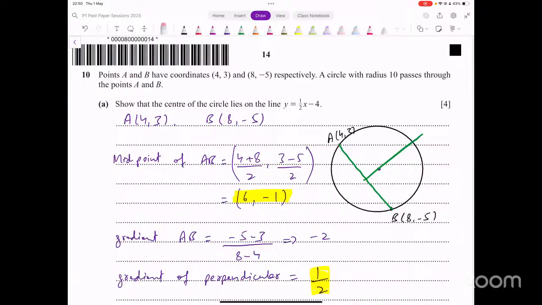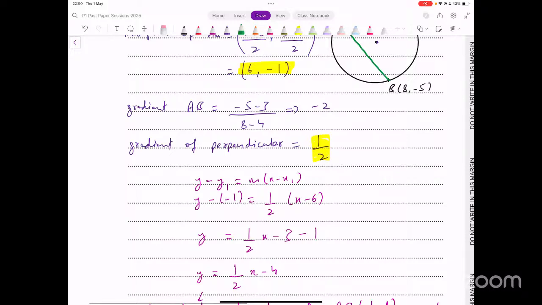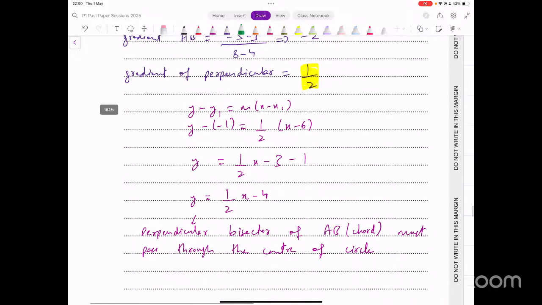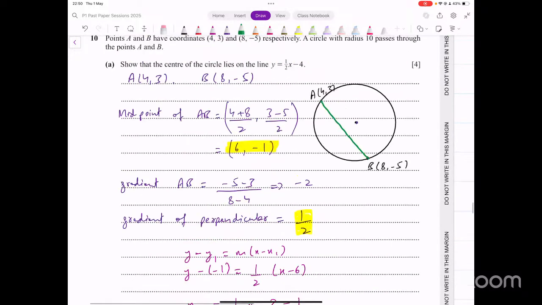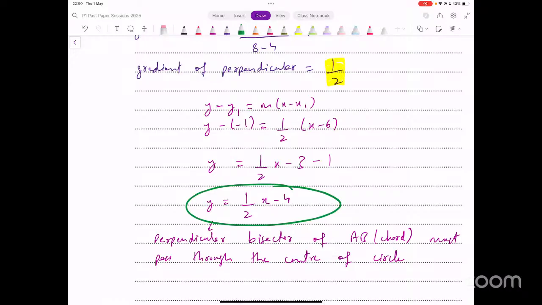So what you do is you find the perpendicular bisector of AB: find the midpoint, find the gradient, take the negative reciprocal of that, and you find the perpendicular bisector's equation, and that's what it turns out to be. y equals half x minus 4. That's what you had to prove. The center has to lie on this line, because the perpendicular bisector of every chord passes through the center of the circle. Okay.